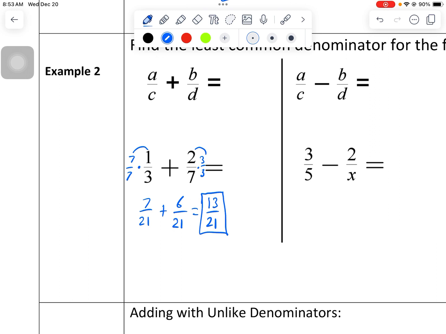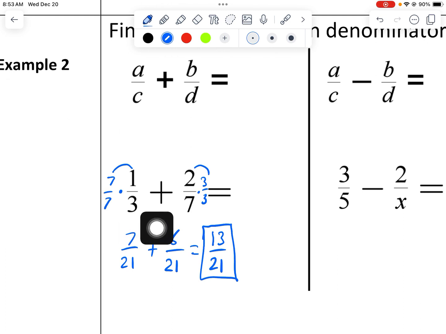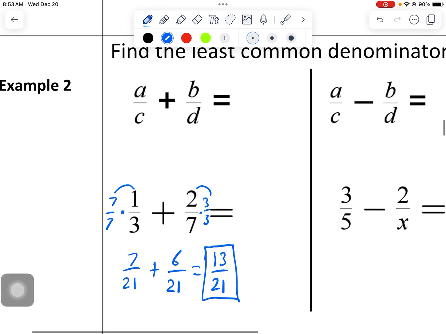Okay, gets a little bit more complicated when we have variables to work with. But notice, when we were multiplying by 7 over 7 and 3 over 3, we're just multiplying by 1. So it's still the same fraction value, it just looks different. Because 1/3 and 7/21 are the same. So a over c plus b over d, we're going to do kind of the same trick. We want to look at what one fraction has or it's missing. So in this case, we have a c, but we're missing a denominator of d. So I'm going to multiply this fraction by d over d. And then this one is missing c, so I'm going to multiply by c over c.